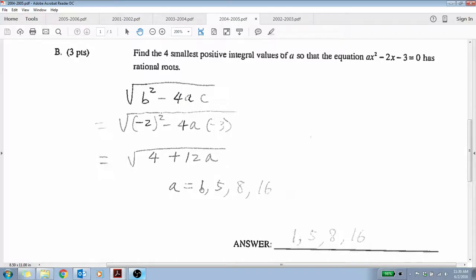I keep trying different numbers. Plug in 6 and 7, and those would not work. 8 would work: I'd get 100, and the square root of 100 is 10, which is rational. Keep going, and your next one would be 16. So your first four would be 1, 5, 8, and 16.